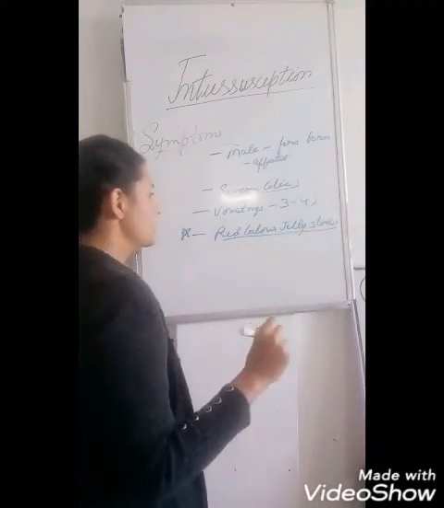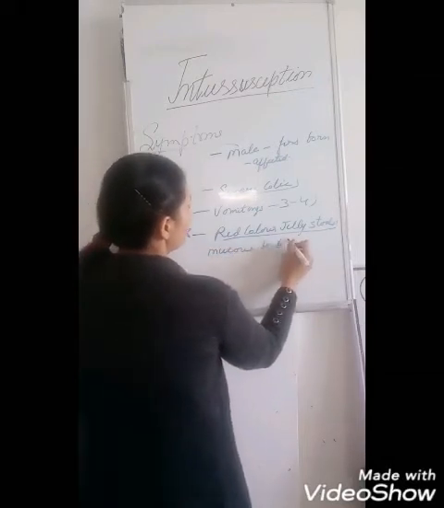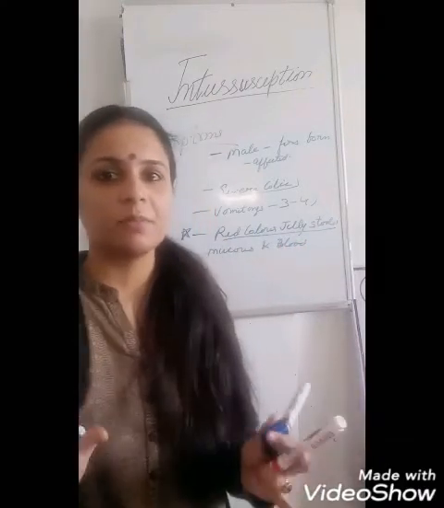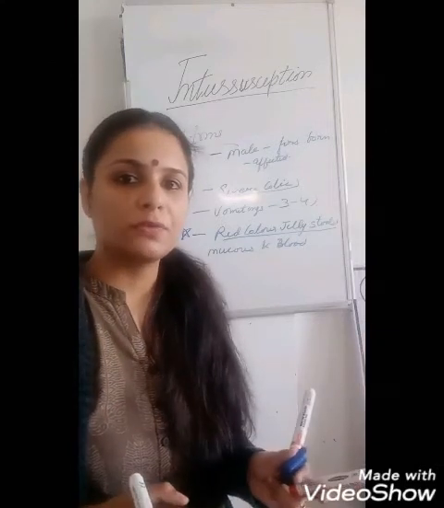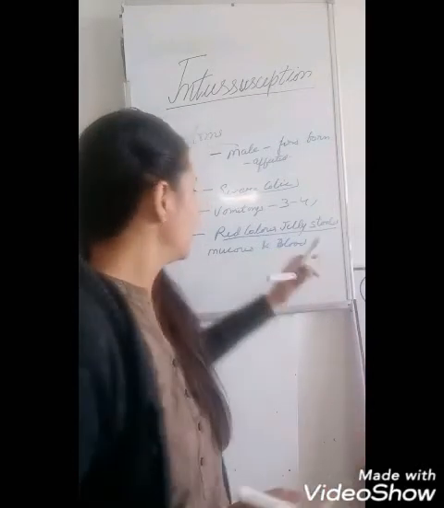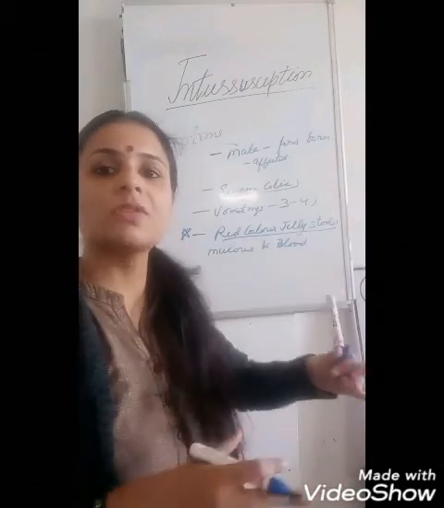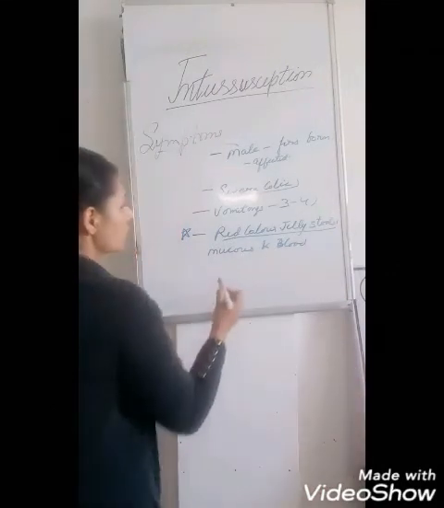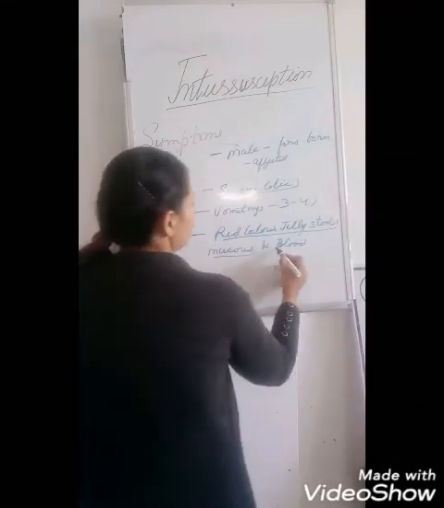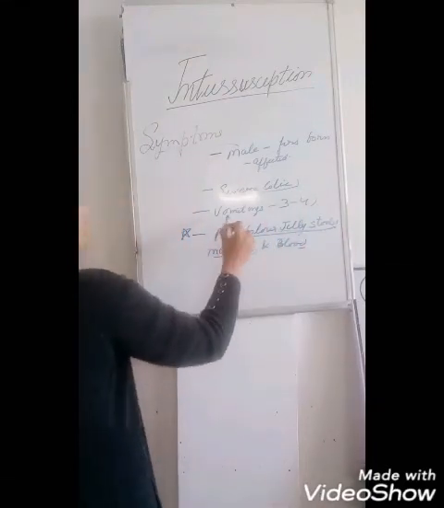Red colored jelly stools that contain mucus and blood. There is blood because of the hemorrhages, because of the ulcers, and mucus is getting out into the stools because of the irritation of the intestine. So irritation of the intestine will lead to mucus in the stool, and there is blood in the stool. Red colored jelly stools, a very important feature in intussusception.